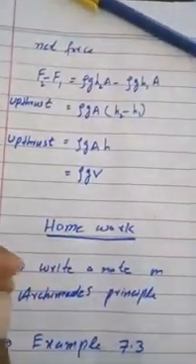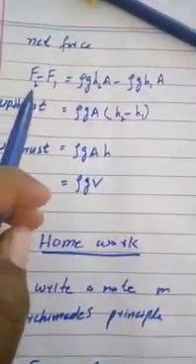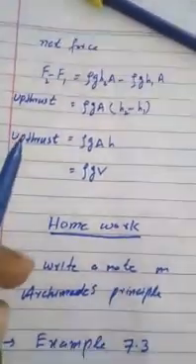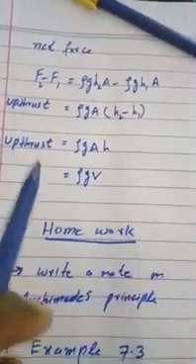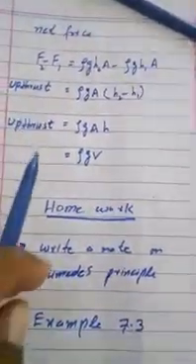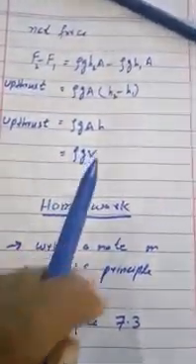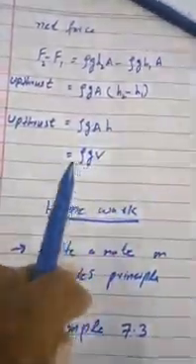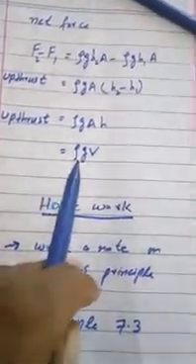The difference F2 minus F1 is the net force, that is the upthrust force that acts on the object in the upward direction. So upthrust is equal to rho g A h, as area multiplied by height is represented by the volume. That's why the upthrust force becomes rho g h V.